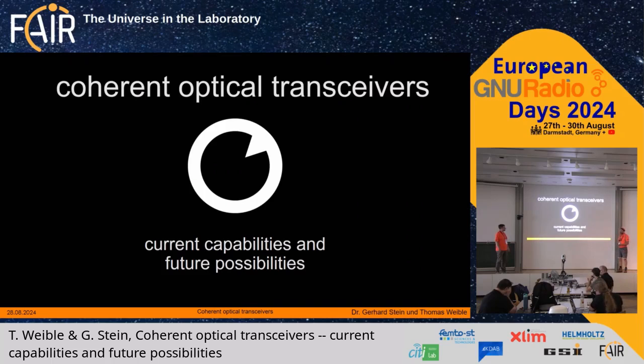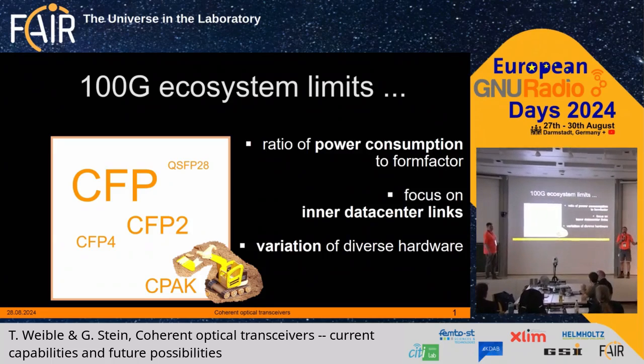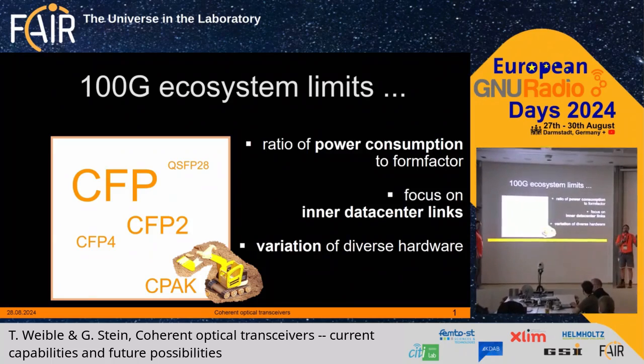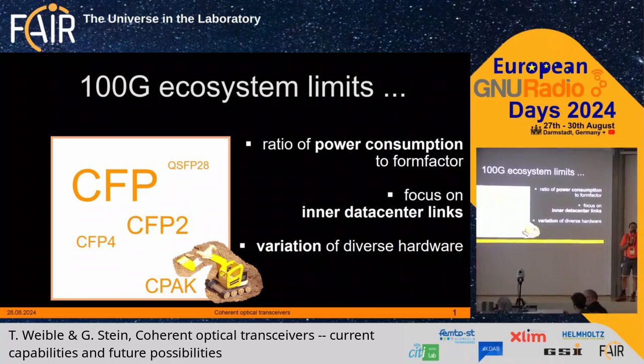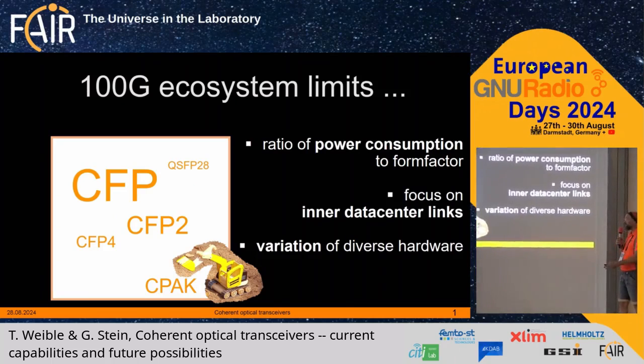So, I'll give you a short intro of where we are at the moment when it comes to de facto standards in terms of transmission speeds and applications. It is about 100 gigabit currently, state of the art, what we do when we interconnect switches, routers, and also high performance computers. And there are some drawbacks.